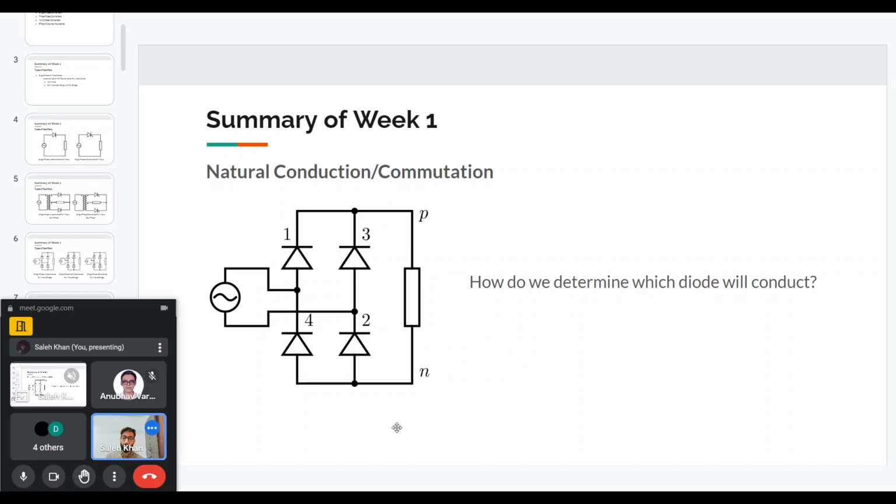Now, apart from the half-wave rectifiers, all the other circuits that we have seen have multiple SCRs or diodes connected to a single point. For example, here I've shown a single-phase full bridge diode circuit, and as you can see, at the P point, diodes 1 and 3 are connected to the same point. Similarly, at the N point, diodes 2 and 4 are connected at the same point. So the question is, how do we determine which diode will conduct? If we understand that, then we can understand how these different circuits work.